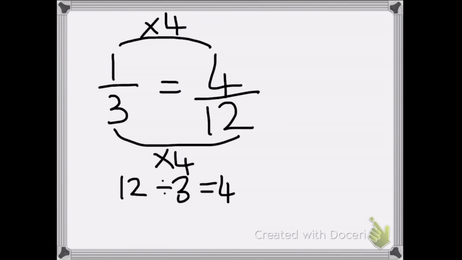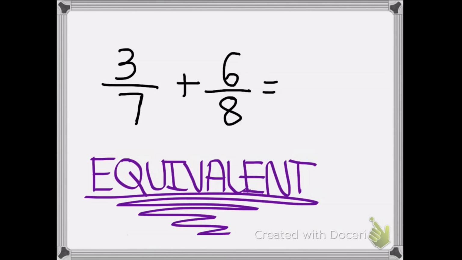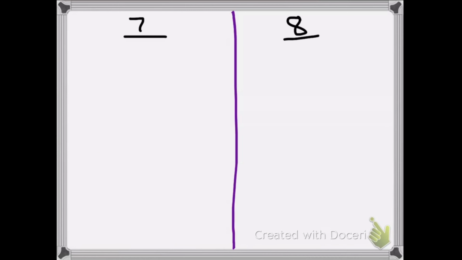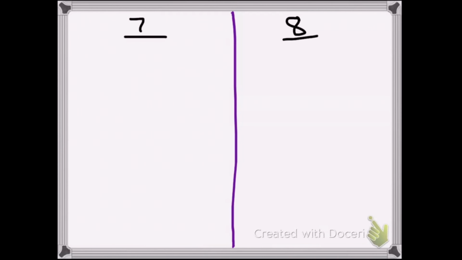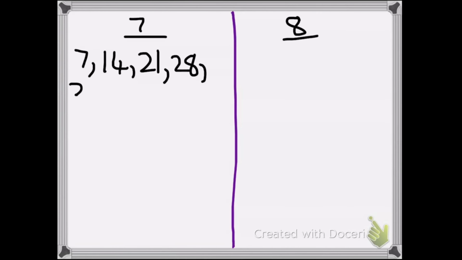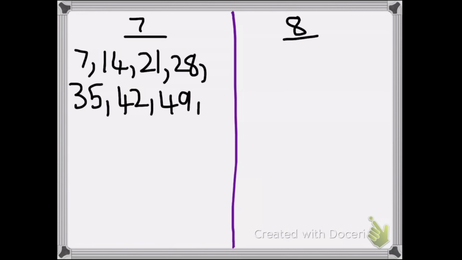So now that you've got an idea of equivalent fractions, let's look at the problem we were doing earlier. Let's write the multiples of 7 and 8 individually down. I'll explain why we need that later. Okay, so let's write the multiples of 7. 7, 14, 21, 28, 35, 42, 49, and 56. That's all we'll write for now.